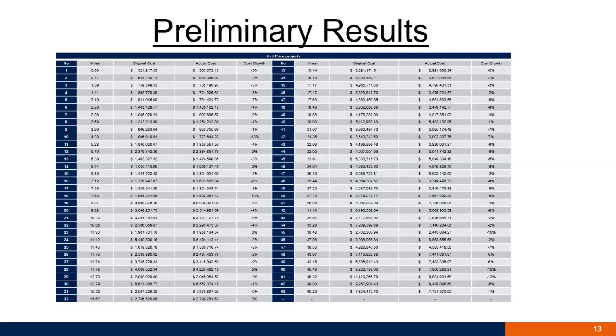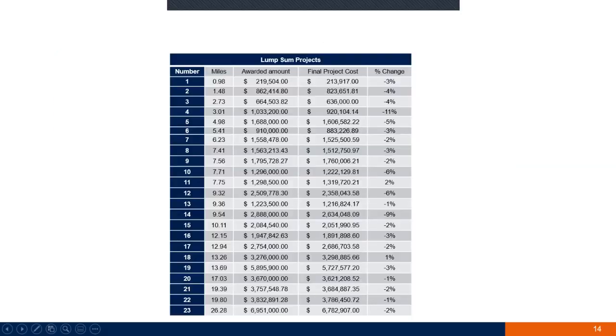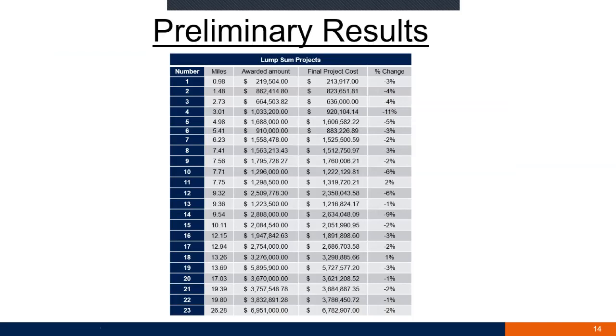So some of our results came when we collected the data. These are the tables that we use. We have the project number, the number of lane miles, then the original cost, which is the contract FDOT made in the beginning, and then the actual cost at the end of the project. And then you see the cost growth in the last column. Also for lump sum, same thing.